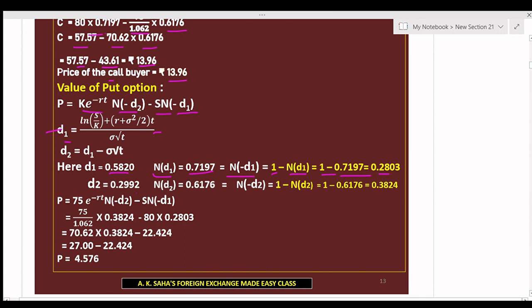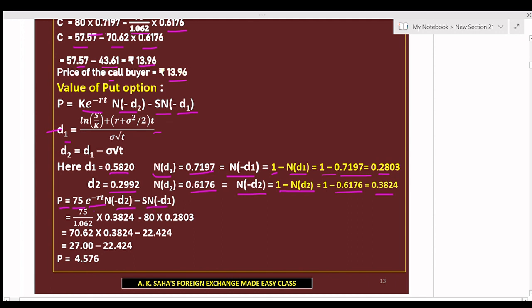For D2, it is already calculated: 0.2992, and N(D2) is 0.6176. N(-D2) is equal to 1 minus N(D2), which is 1 minus 0.6176, equal to 0.3824. Now P is the theoretical put option value: K into e to the power minus RT into N(-D2) minus S into N(-D1).